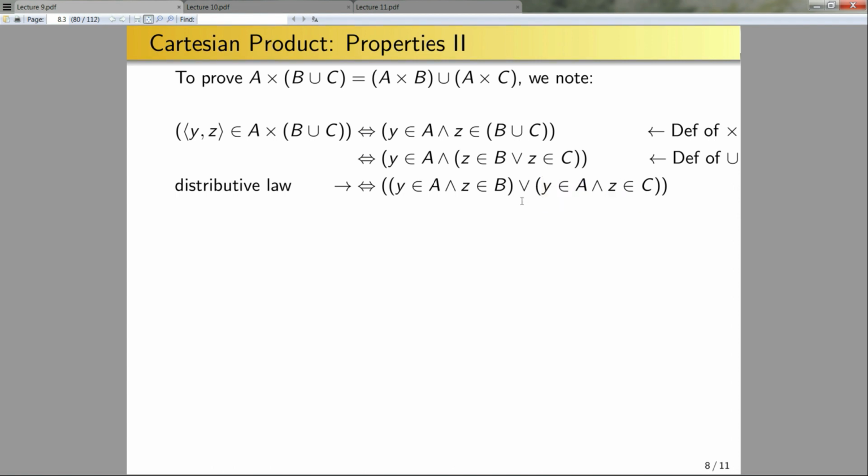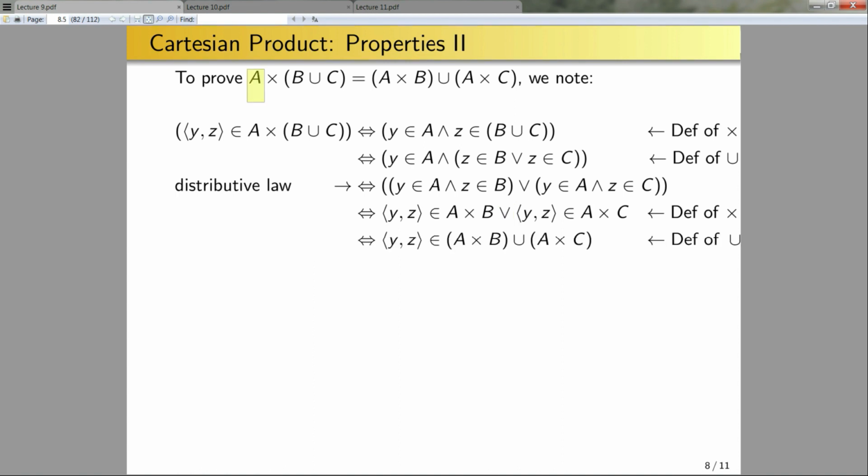Now to finish up this proof, all I need to do is unpack these definitions again. So explicitly by using the definition of the Cartesian product, I can rewrite this set here as saying the ordered pair x comma z is an element of A cross B. And here I can rewrite this as saying the ordered pair y comma z is an element of A cross C. So finally, I can change this OR operation to a union operation by using the definition of the union. So here I've shown that an ordered pair is in this set if and only if that ordered pair is also in this set, and therefore I've proven the statement.